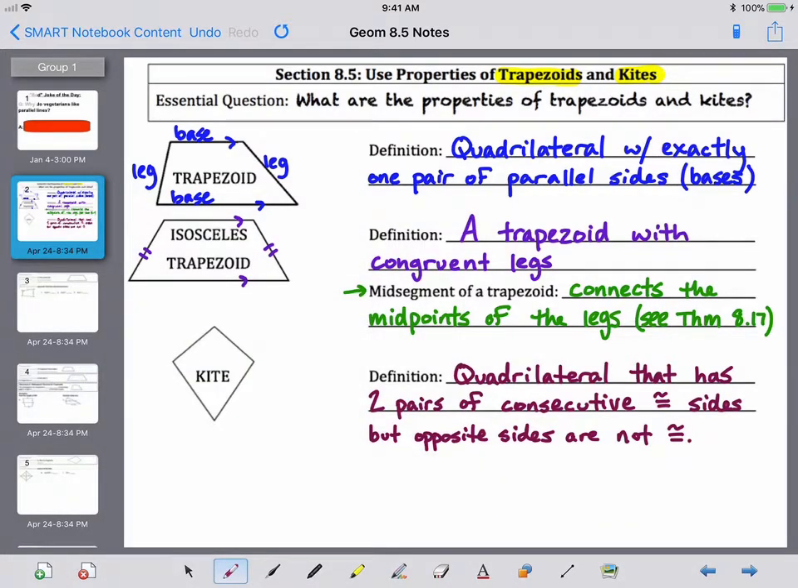Lastly, a quadrilateral that has two pairs of consecutive congruent sides is called a kite. So we know these two sides are the same and these two sides are the same, then we call that a kite. And we are going to learn some properties about all of these terms today, starting with an isosceles trapezoid. So let's take a look at our first theorem.